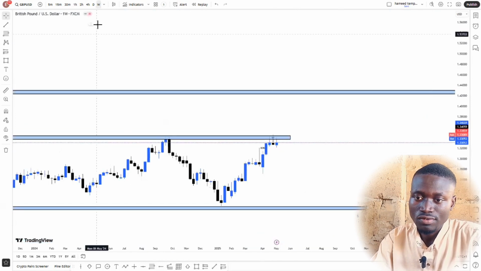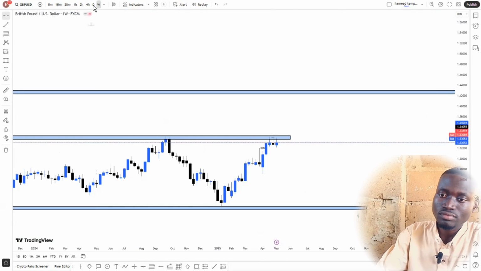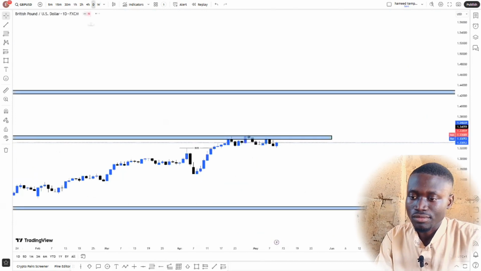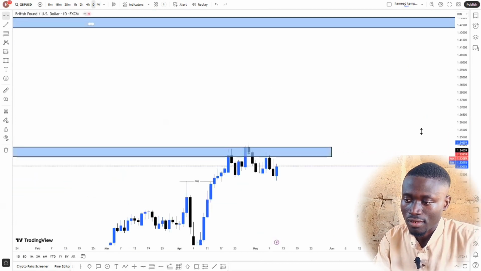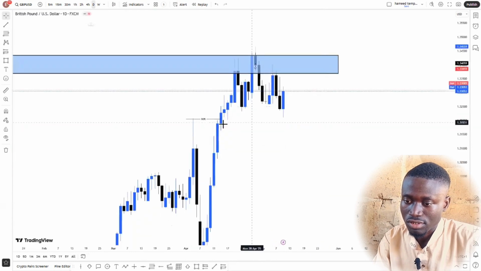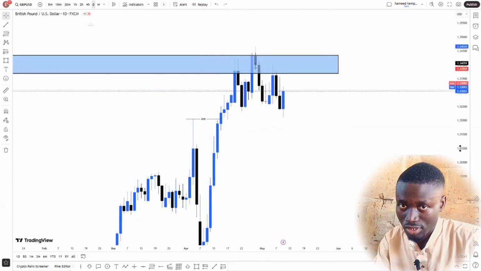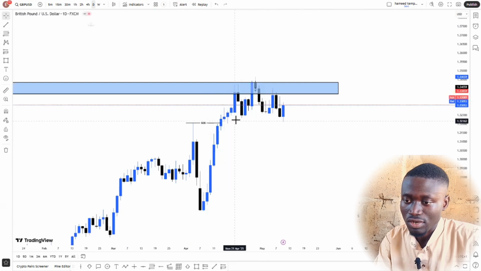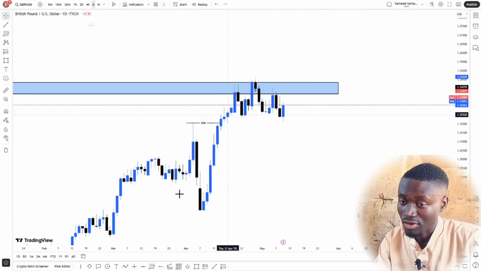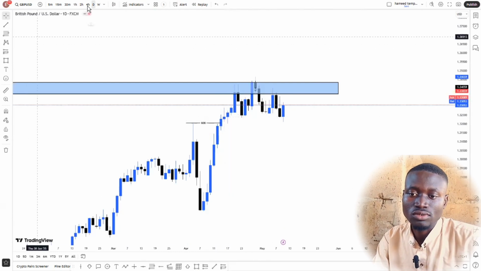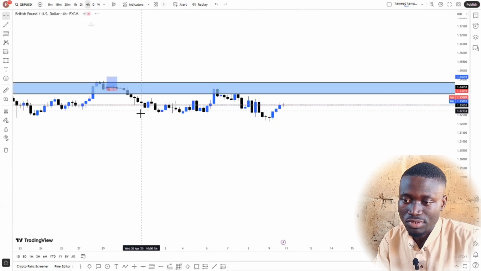So this is what we have now on the daily time frame. On the daily time frame here, this is what we have. This is the last break of structure on the daily time frame, and consolidation happens. Now since we have consolidation here, we all know what that means. But let's go forward maybe.